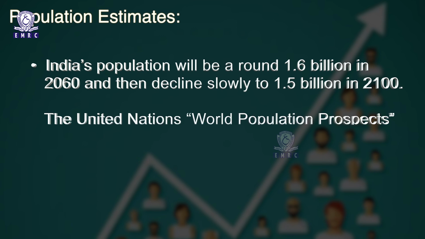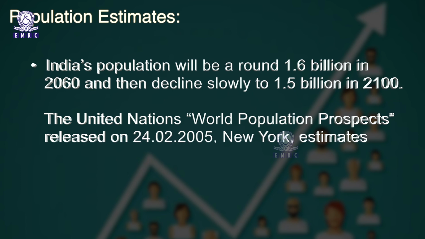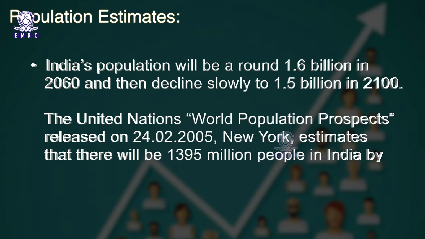The United Nations World Population Prospects, released on 24th February 2005, New York, estimates that there will be 1395 million people in India by 2025 and 1595 in 2050. China will be populated to 1445 million by 2025 and 1392 in 2050. Interestingly enough, half of India's population is below 26 years of age.